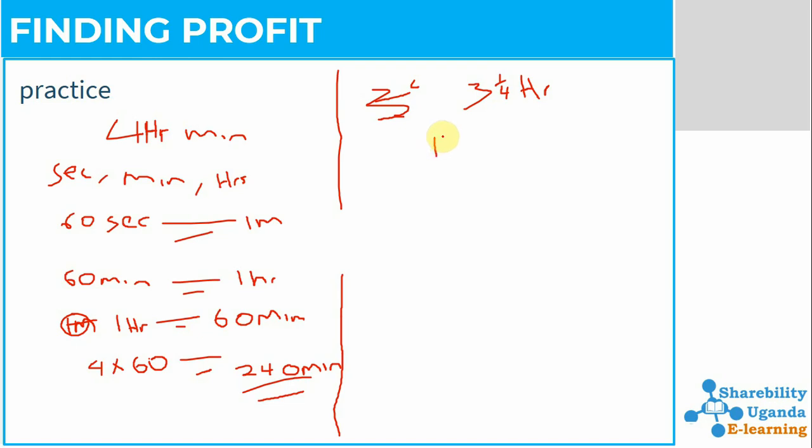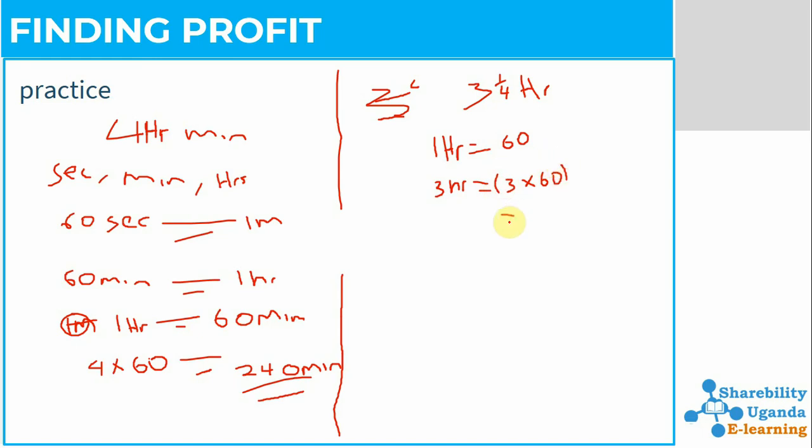That means we shall be able to say, if 1 hour, like we said up there, 1 hour is equal to 60 minutes, then 3 hours will be equal to 3 times the 60. Okay, we can close the bracket here.